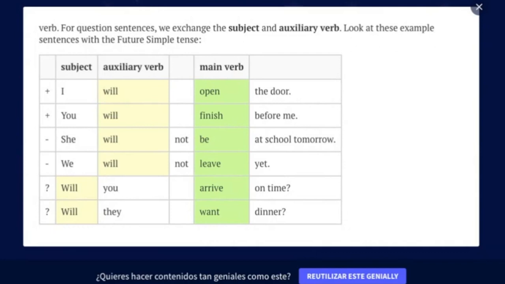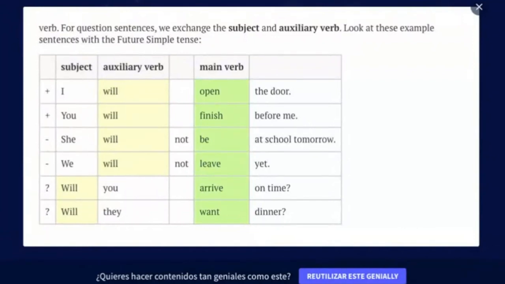Chicos, las estructuras para el futuro son iguales a las que hemos visto. Solamente cambia un poco la negativa. Ahora, la estructura afirmativa es sujeto más la partícula will o la palabra will o el verbo auxiliar will o el verbo modal will, como ustedes lo quieran llamar, más el verbo principal y un complemento. I will open the door. Yo voy a abrir la puerta. Yo abriré la puerta.